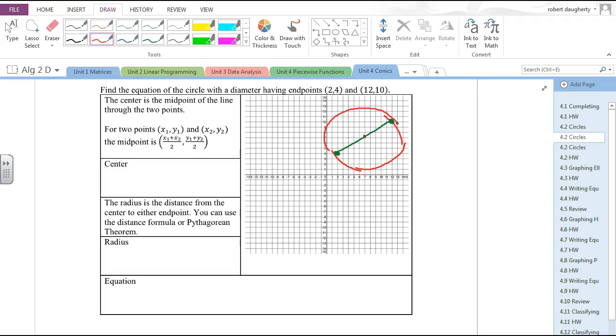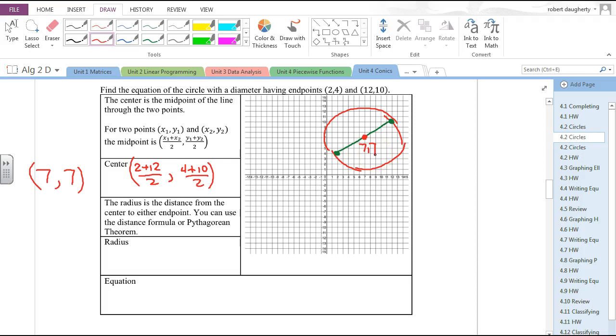So what are my x's? So if I look at it, 2 plus 12 over 2 and 4 plus 10 over 2. Just average your x's and average your y's. So this is what, 14 over 2, and that's 14 over 2, so 7, 7 is the center. So the midpoint formula is just add up your x's, divide by 2, but just remember you're averaging your x's and averaging your y's. So I now know that the center is at 7, 7, right there.